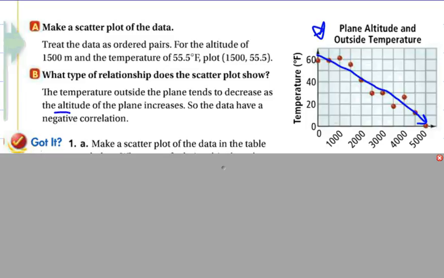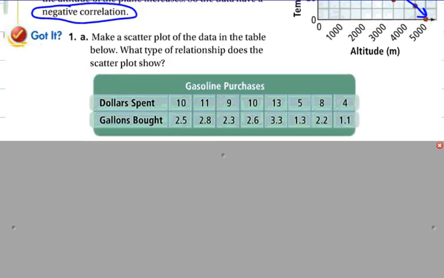Which means it has a negative correlation between the altitude and the temperature. So let's try one on your own. I seriously want you to do this one on your own. Take a piece of graph paper or make your own. It says make a scatter plot for the data in the table below. What type of relationship does the data have?